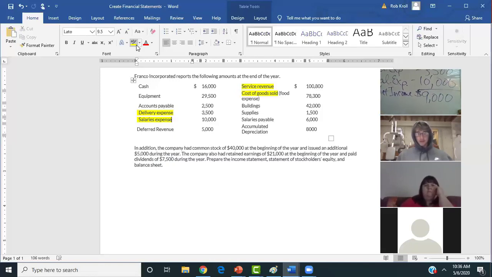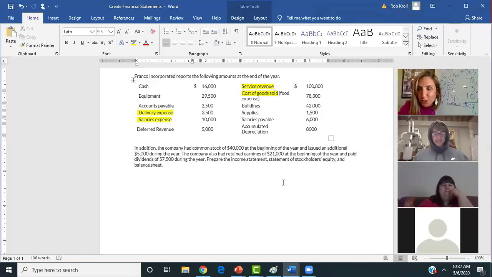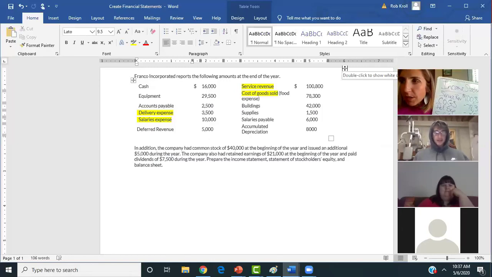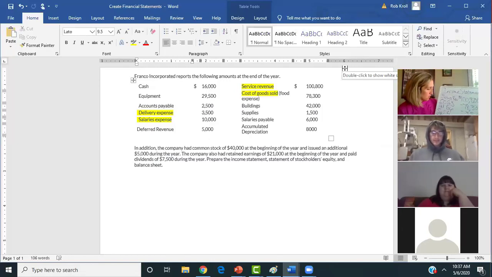What do you think? Anybody agree with that math? 9,000? Okay, good. I got a second. The next financial statement is called your statement of stockholders' equity. What should be on that statement? Common stock and retained earnings. Excellent. Common stock and retained earnings.